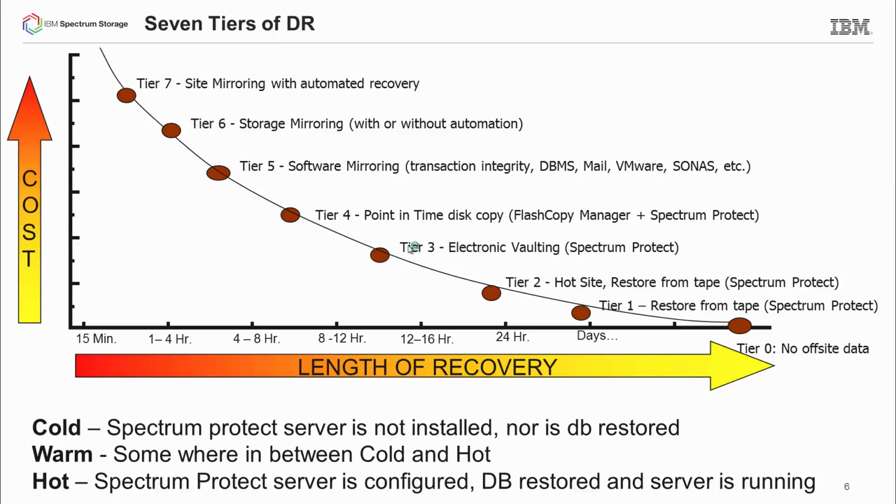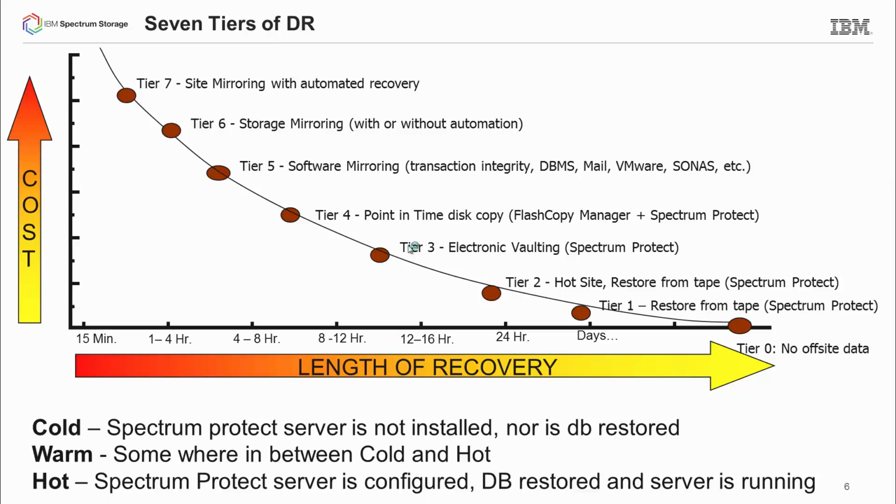In addition to the tiers of disaster recovery, there's also talk about what is the status of your disaster recovery server. Is it a cold server? Is it a warm standby? Or is it a hot standby? Cold meaning that that disaster recovery site does not have a functioning Spectrum Protect server installed and ready to go. In order to do a recovery, we'd have to start from scratch to rebuild that Spectrum Protect server, restore the database, and get it access to the copy storage pools.